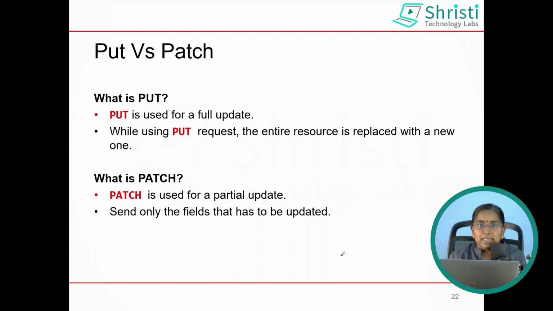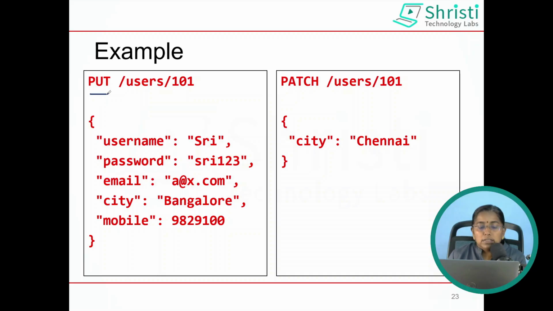Now, let us see an example of how put and patch request is sent by the client. In case of put, the URL is user/101. 101 is the user ID. In case of patch, also the URL that is coming from the client is user/101. Here 101 is the user ID. Now in case of put, you need to pass a completely new resource. This resource will replace the existing resource which is already available in the backend. So that is put mapping.